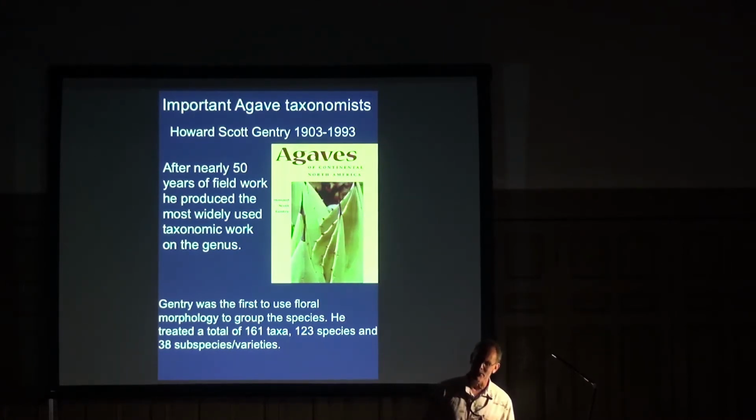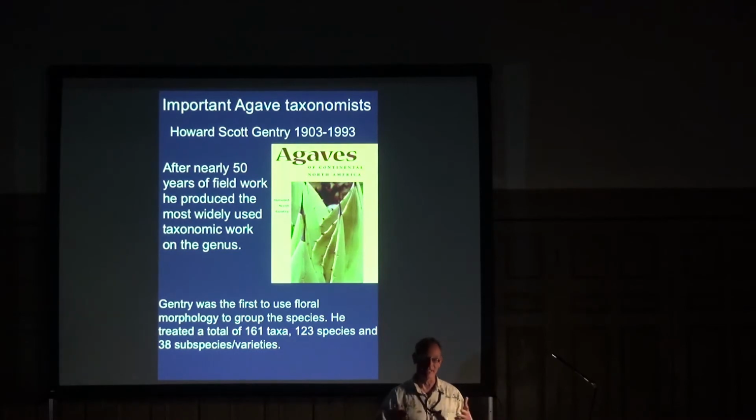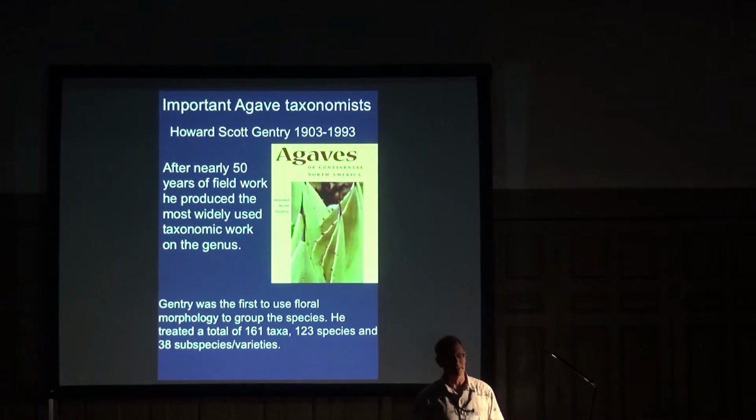I think it's very important that we have these dusty specimens in herbaria, because those dusty specimens were the basis for that description of a particular species. So they're very important for taxonomists to refer back to. And if you don't know where the type locality is, you need to look at those specimens and work from there. But Gentry did a lot of that, and he was the first one to actually use floral morphology. He looked at the flowers, and he used those to group plants together.